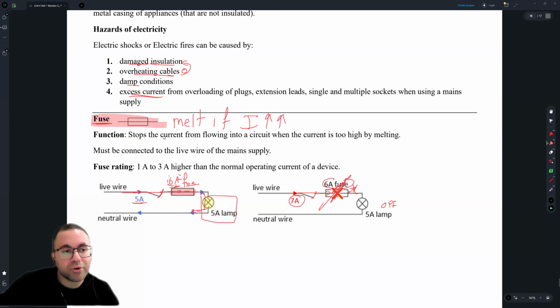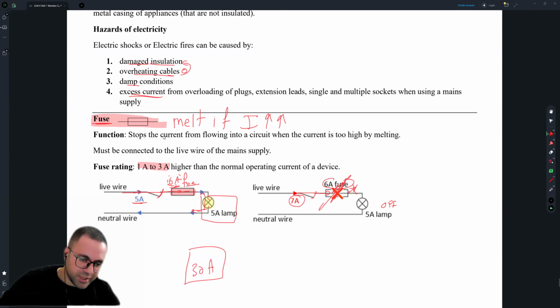How do I choose a correct rating for a fuse? You always go for 1 to 3 amperes higher than what the device needs. So for example, if I tell you I have an air conditioner that needs 30 amperes to work, well, I had better put a what? What fuse should I use? Maybe a 32 or a 33 ampere, right?